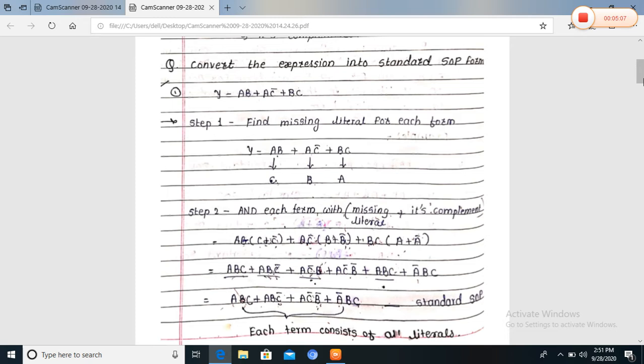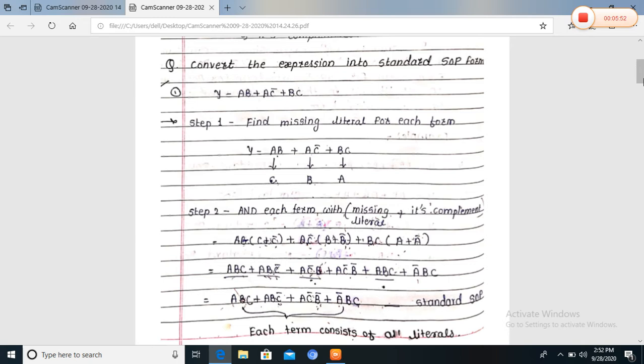In this expression there are duplicate terms, ABC and ABC. For these we apply the Boolean law A plus A is A, so only one ABC term remains. Next, the terms ABC bar and ABC bar are the same, so again A plus A is A applies. The final terms are ABC plus ABC bar plus AC bar B plus A C bar B bar plus A bar BC.